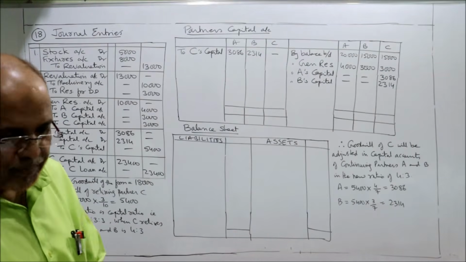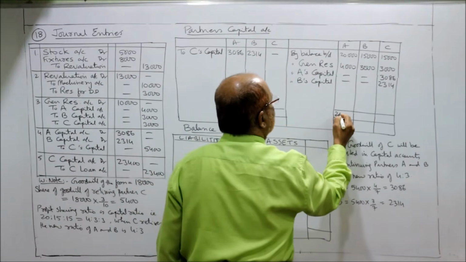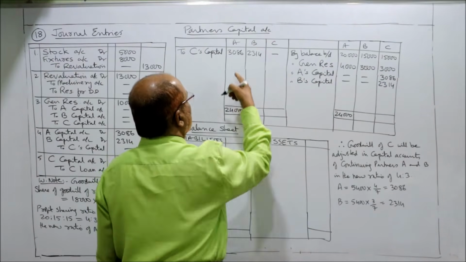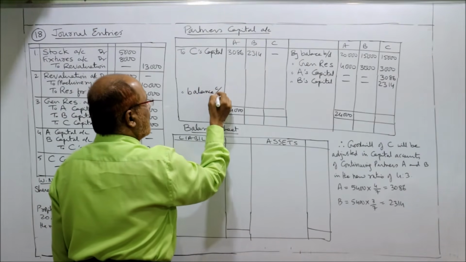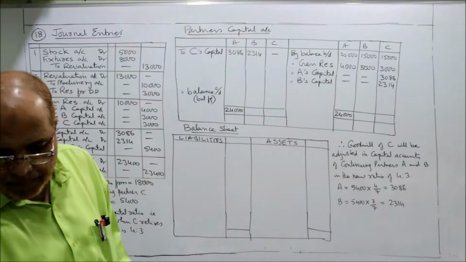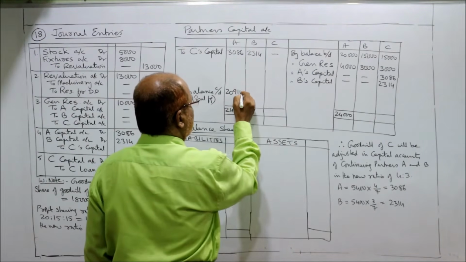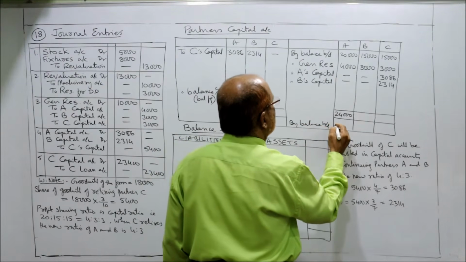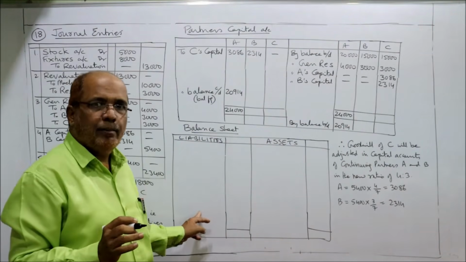Now we have to find out the total. The total of the credit side is 24,000. You can see here 20,000 plus 4,000, 24,000. 24,000 minus 3,086. The balancing figure is carried down. So 24,000 minus 3,086 is 20,914. Here also, by balance brought down, it is 20,914. This is the closing balance of partner A. This will appear in the balance sheet.